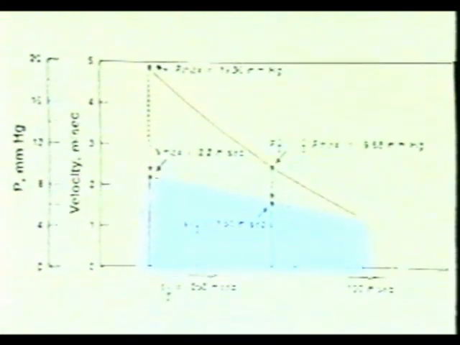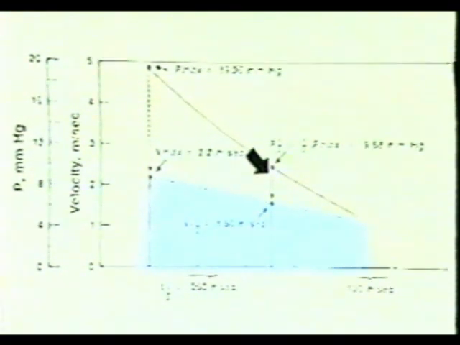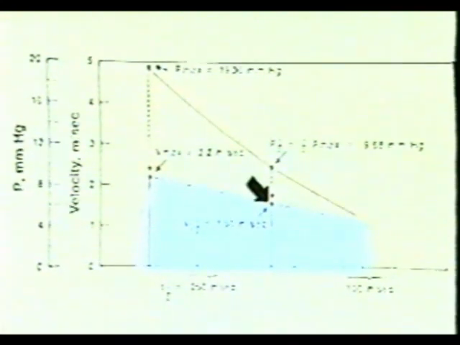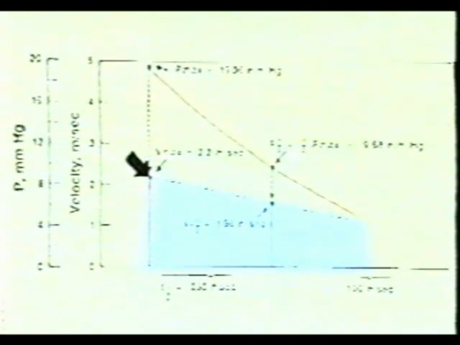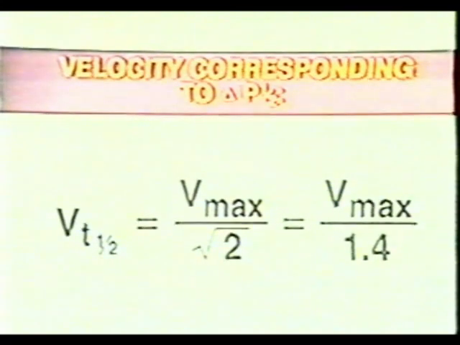gradients. In order to do this, we must be able to locate the velocity point that corresponds to 1/2 the maximal pressure gradient. By simple mathematical manipulations, this point can be expressed in terms of V max, which is a point that we can always locate on the Doppler spectrum. The velocity which corresponds to 1/2 of the maximum pressure gradient is found by simply dividing the maximum Doppler velocity by the square root of 2, which is 1.4.